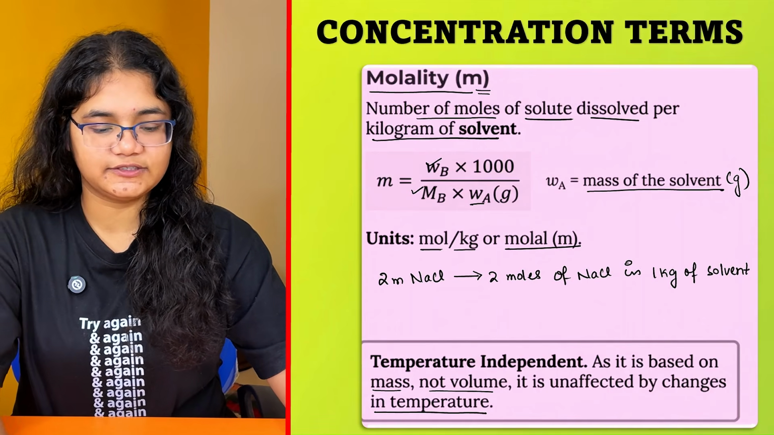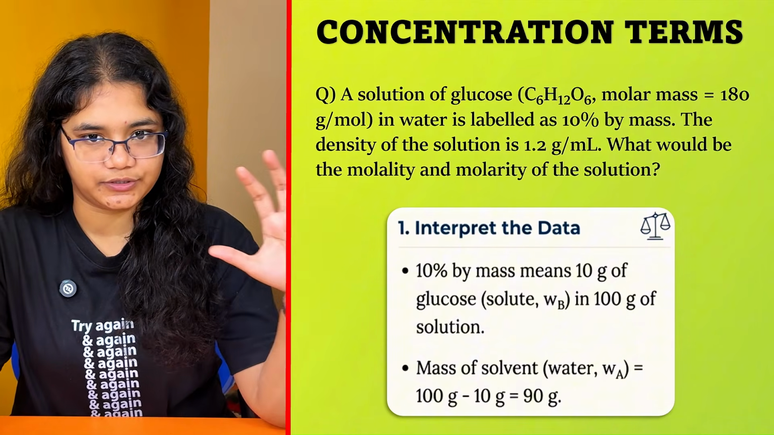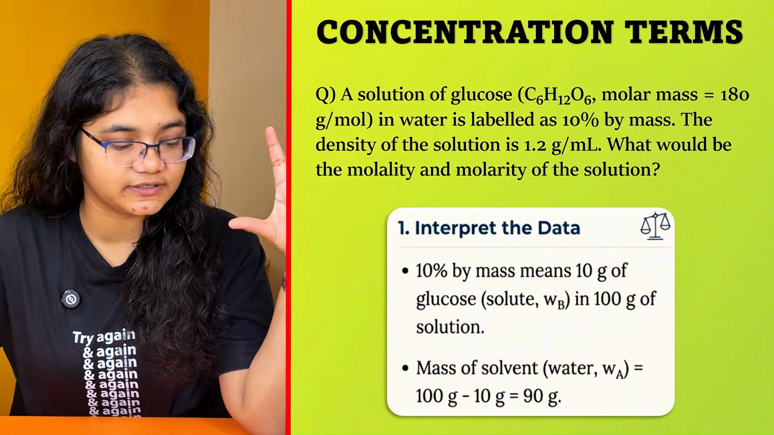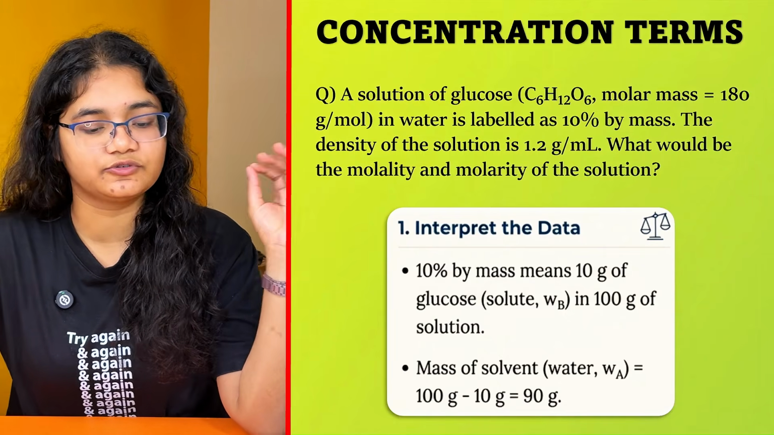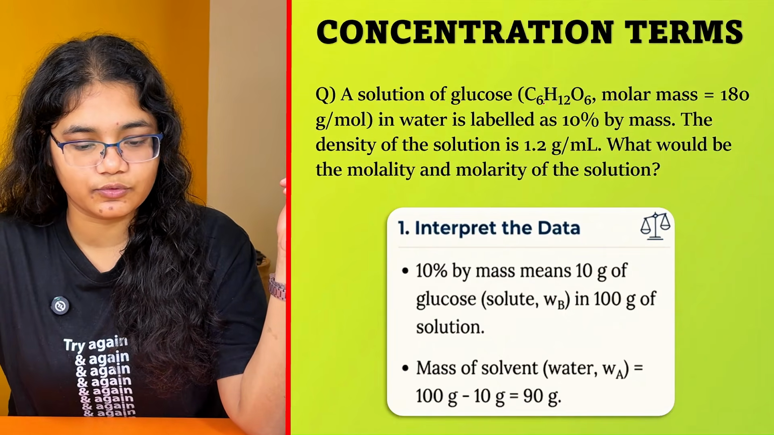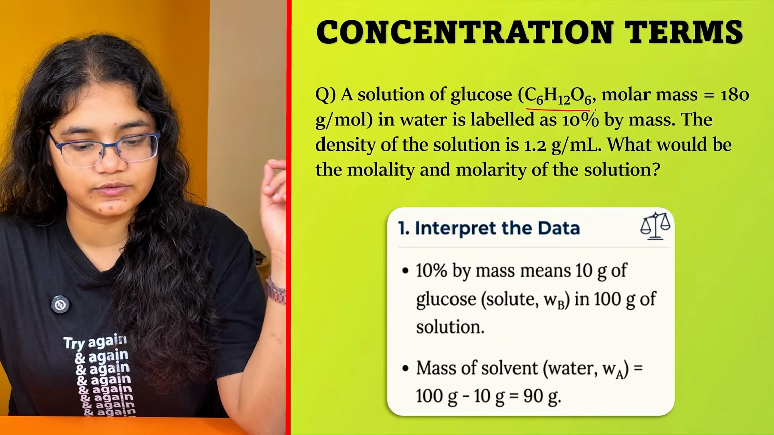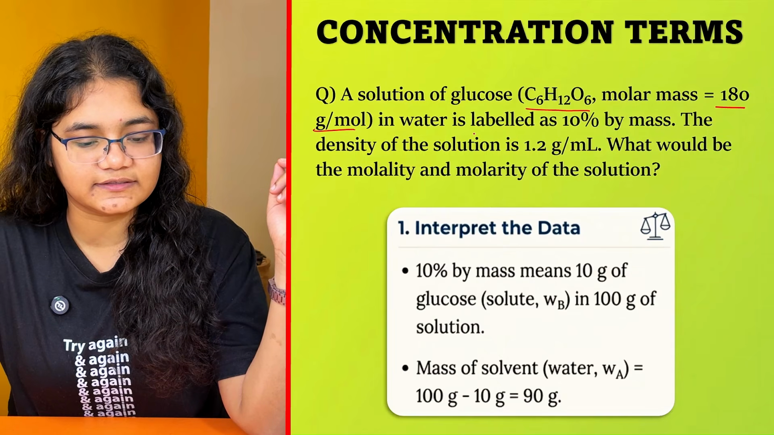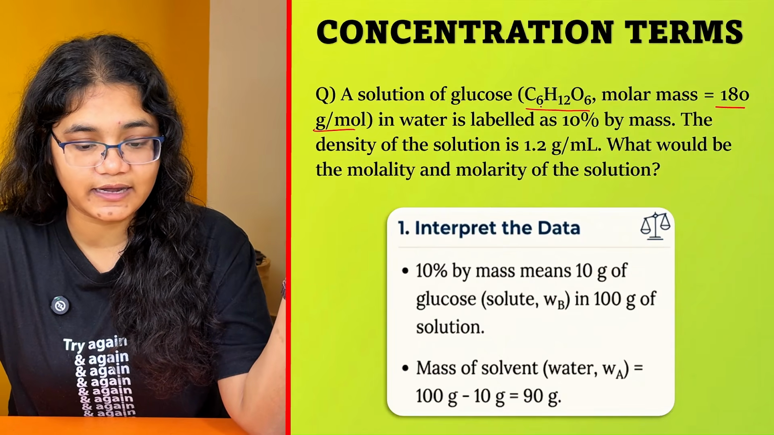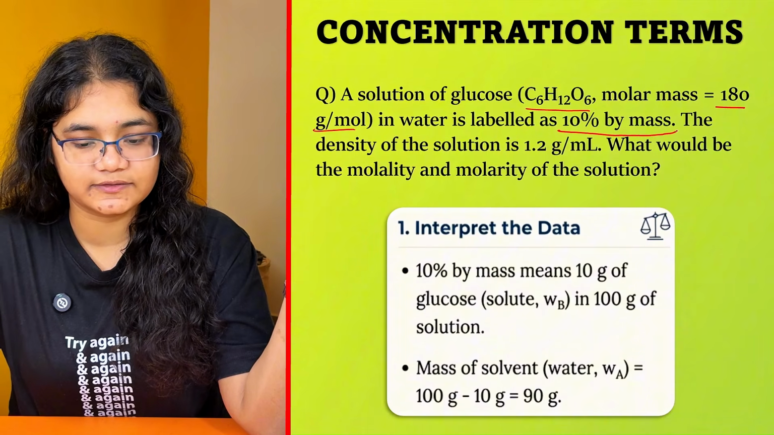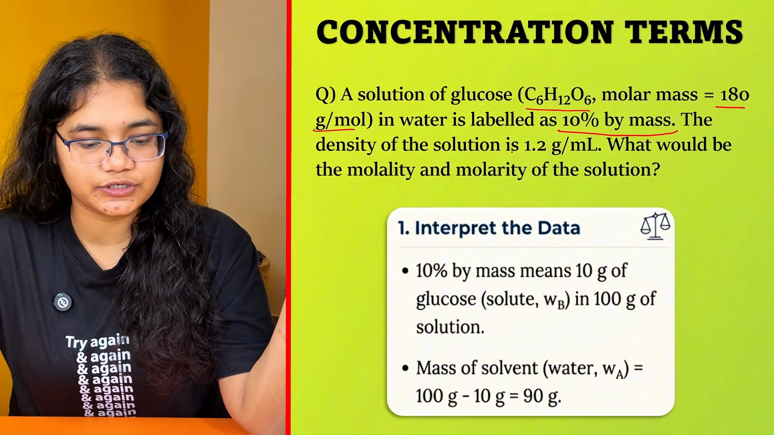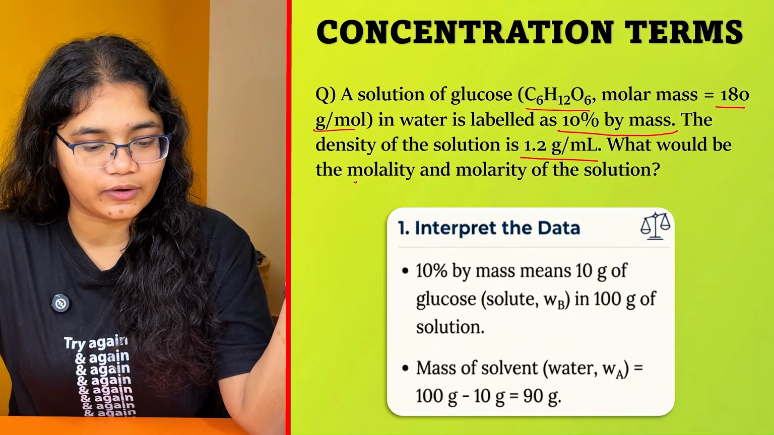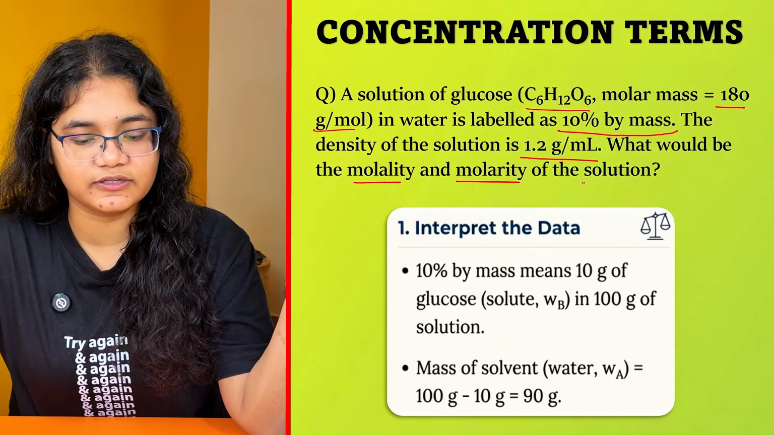Clear? So based on this, now let us solve a numerical question here. See, if you have understood the concentration terms properly, you will easily be able to solve this question. A solution of glucose, C6H12O6, whose molar mass is 180 gram per mole, in water is labeled as 10% by mass. The density of the solution is 1.2 gram per ml. Then what would be the molality and molarity of the solution?